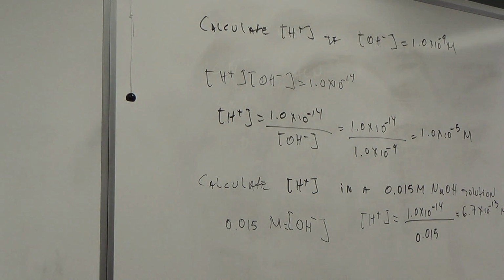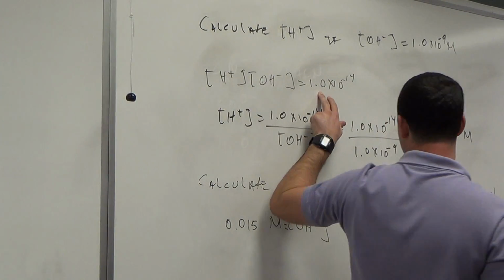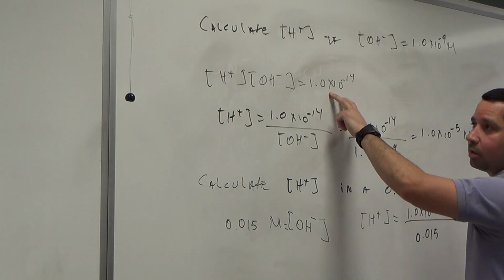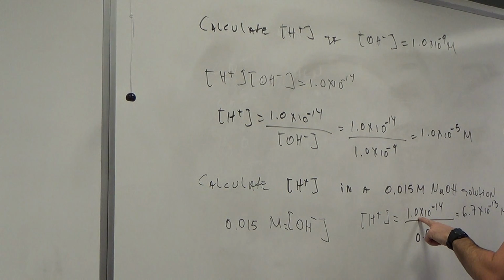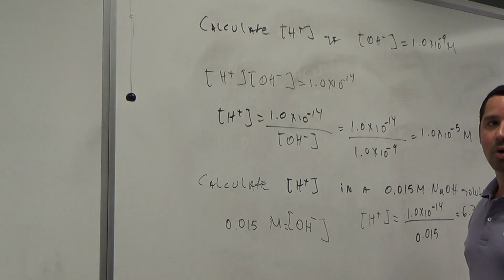So 1.0 times 10 to the negative 14 is not the value for H plus. I'm just not sure how the 1.0 times 10 to the negative 14 is involved. No man, this is the equilibrium constant. This is called Kw, which is equal to H plus times OH minus. The value of H plus is not that number. The value of H plus is that number divided by however much OH minus we have.